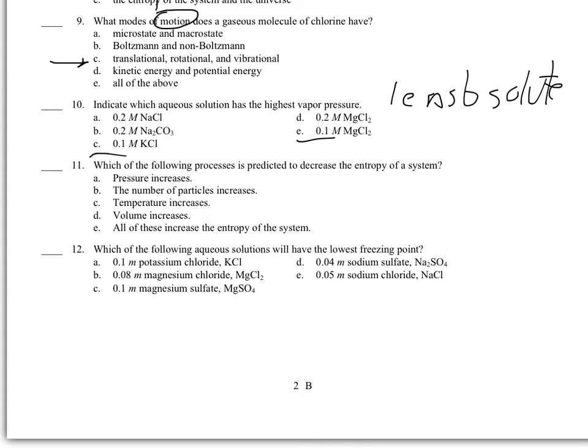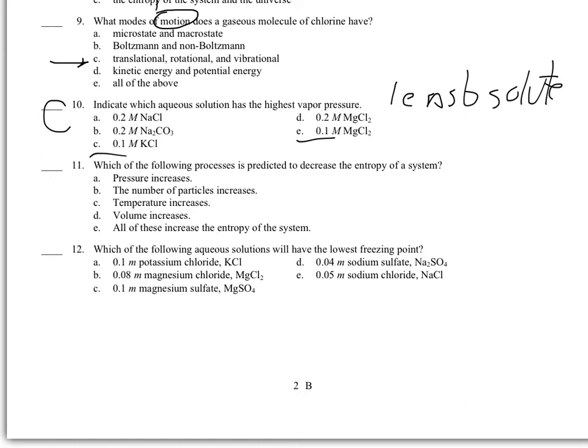And you can look at C and E and notice that one of them is a 1-to-1 salt, potassium chloride, and the other one is a 1-to-2 salt, magnesium chloride. And so the one that has the smallest i will have the least amount of solute, and so that answer is C. Number 11. Number 11 is number 3 on the other version of the exam.